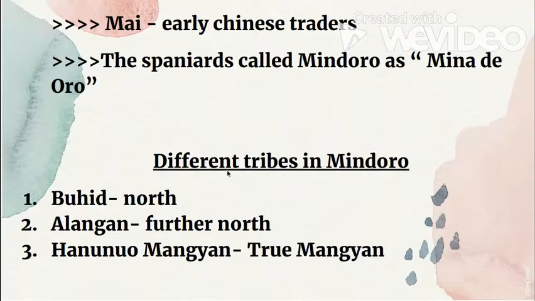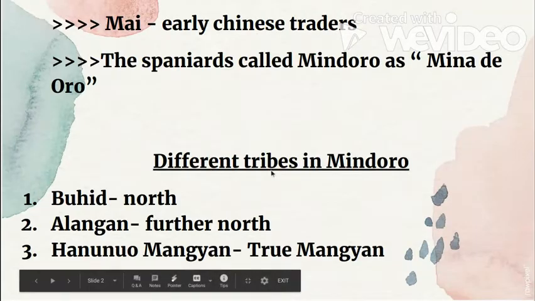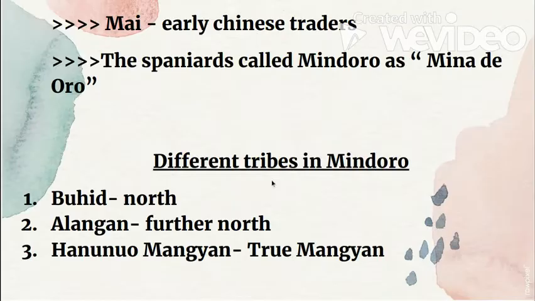And again, class, not just that, there are different tribes in Mindoro. When you say tribes, class, these are groups of people, a cultural community. First, we have the Buhid. Buhid can be found in the north part of Mindoro. The second one, we have Alangan. Alangan, we can find them in the further north. And the last one, we have Hanunuo Mangyan. Hanunuo Mangyan is considered the true Mangyan, class.